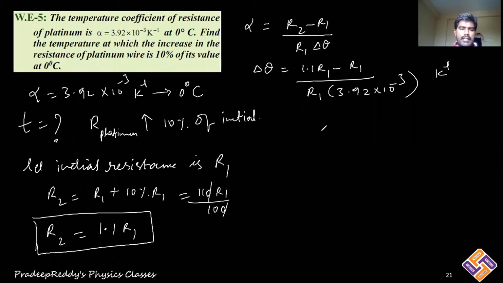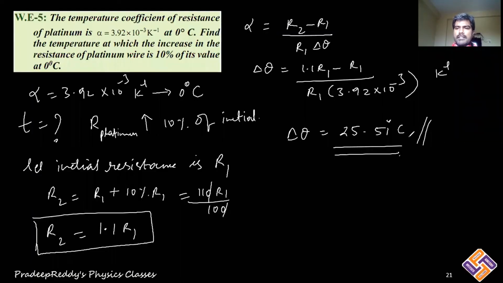So finally, delta theta, change in the temperature, if you evaluate this, you will be getting nearly 25.51 degrees Celsius. That is delta theta. Initial temperature is already given in degrees Celsius, so we are also considering the change in the temperature, 25.51, from initial to final, in degrees Celsius.